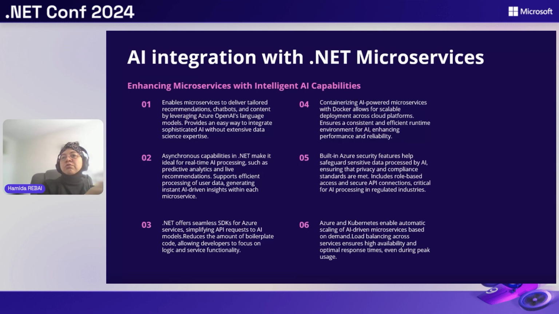And Azure Kubernetes. We will use Docker to create our containers, but we need an orchestrator that can orchestrate between these containers. In this case, we talk about Kubernetes, known as an open source orchestrator, and it's supported by all cloud providers like Microsoft Azure or any other provider. It enables automatic scaling of AI-driven microservices based on demand. So you can do load balancing across services to ensure high availability and optimal response time during peak usage.